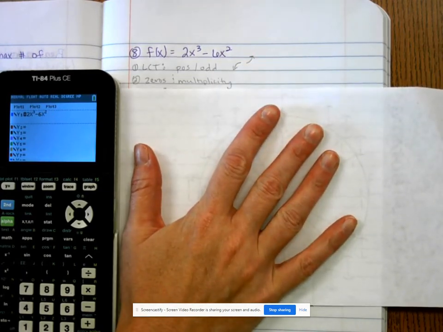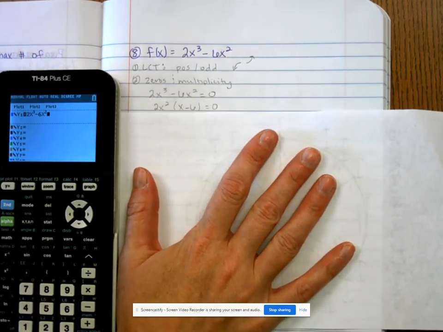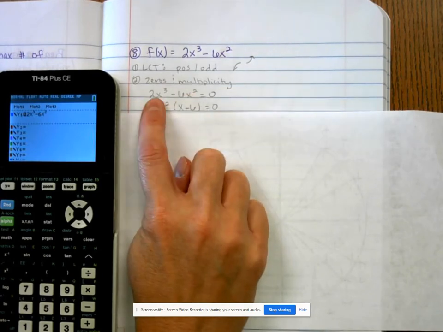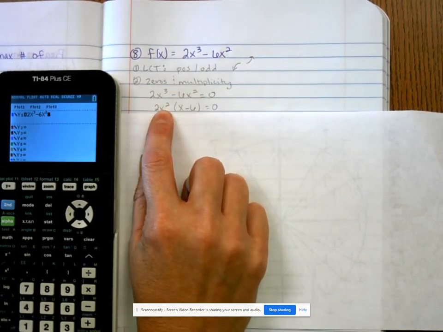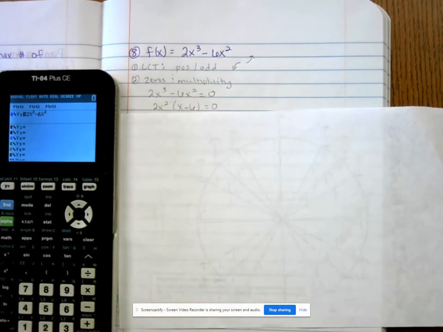is zeros and multiplicity. So remember, take your function, equal it to 0, factor. So these are both divisible by 2. They both have an x squared. When you divide that out, you're left with x minus 3.